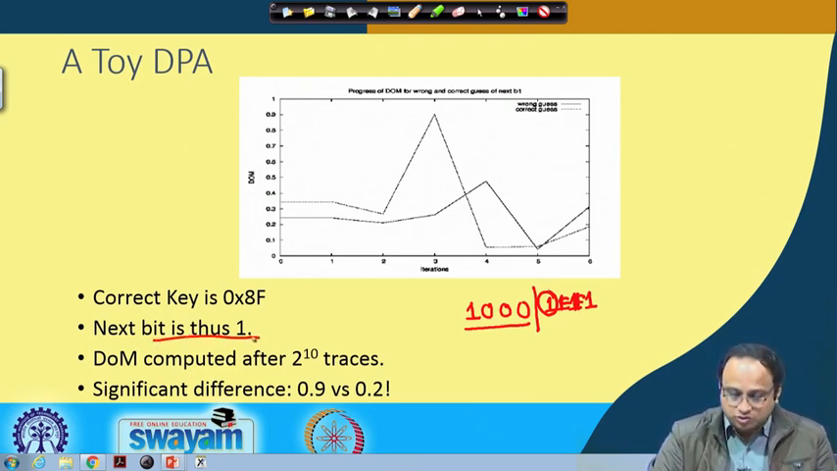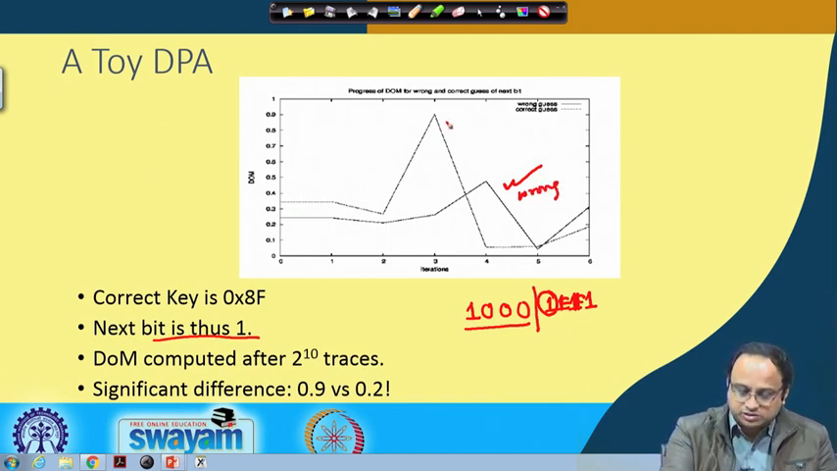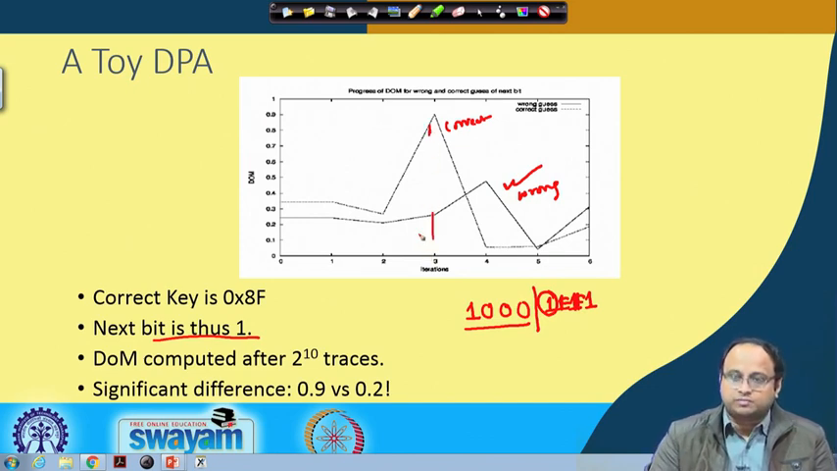Okay. So now you observe that there is a wrong guess and there is a correct guess. So this one is for the wrong one. So this is the wrong guess. Okay, and this one is the correct guess. Easily you can see that in the correct guess there is a very significant difference of mean peak. It is kind of 0.9 versus 0.2 with something like 2 to the power of 10 traces. You can observe more to get a better separation.